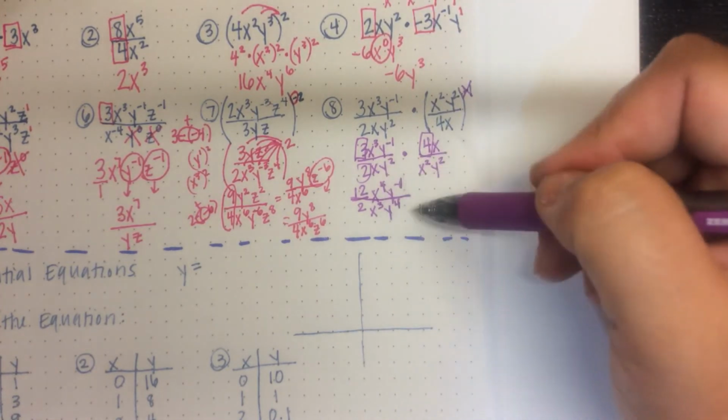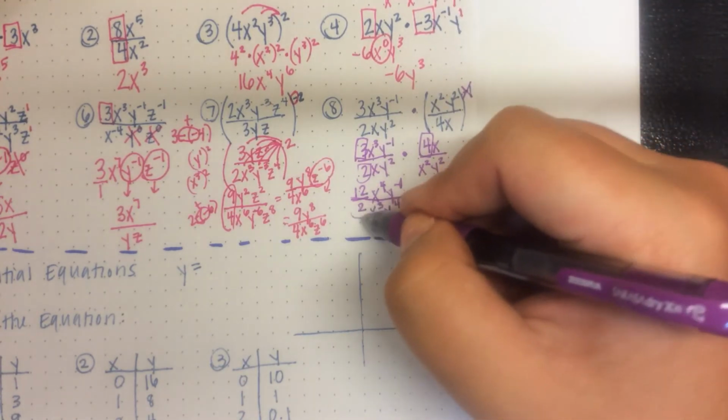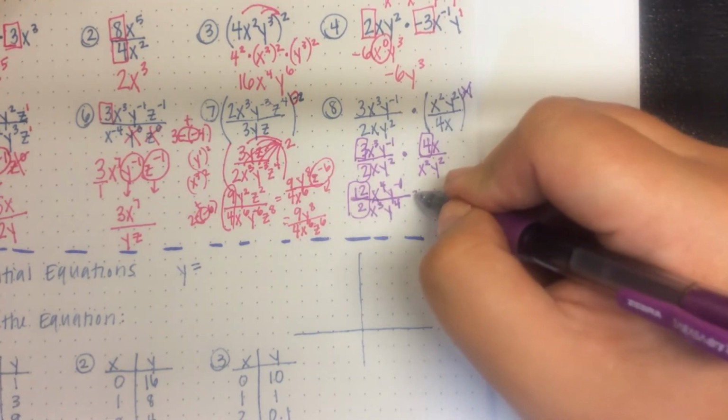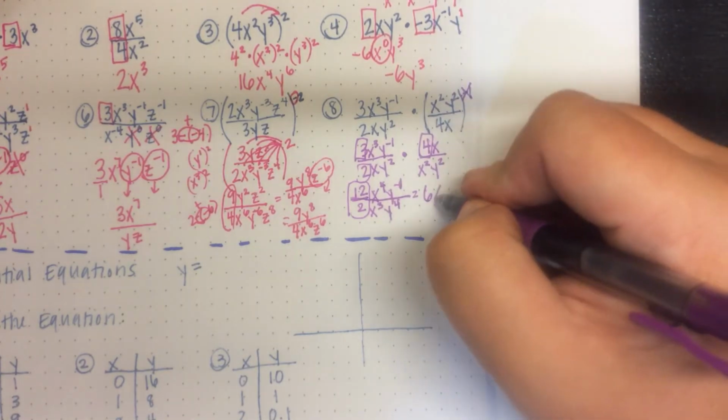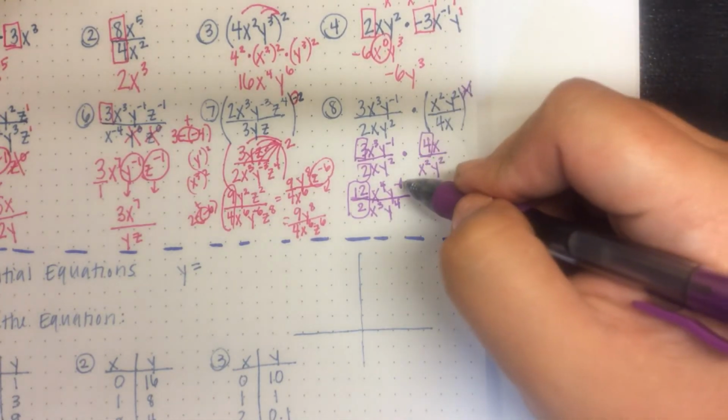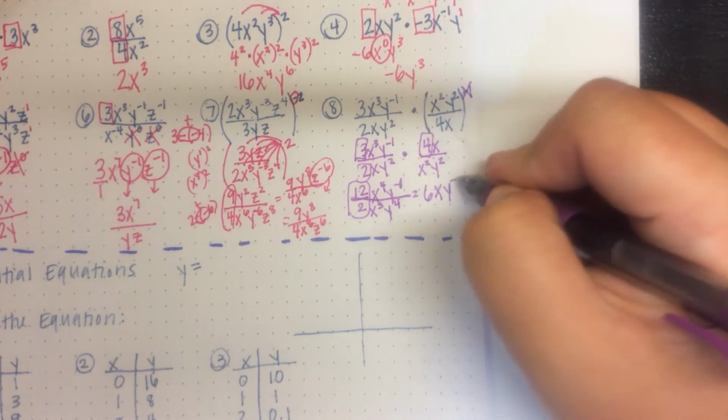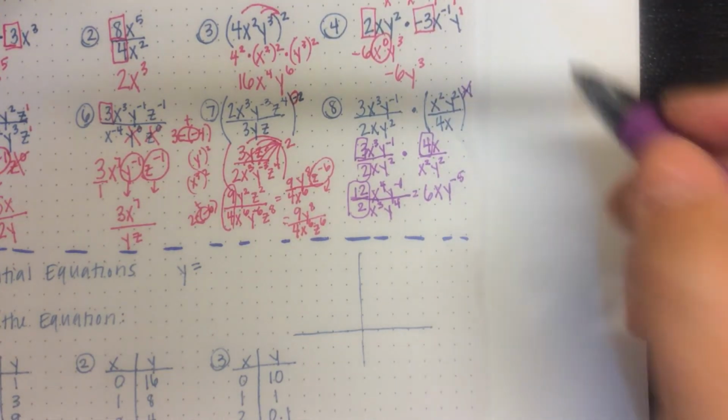And now I can simplify by subtracting, right? I'm going to start with my 12 divided by 2, so that's 6, right? Then I have 4 minus 3, that's 1. And then I have negative 1 minus 4, so that's negative 5, right?